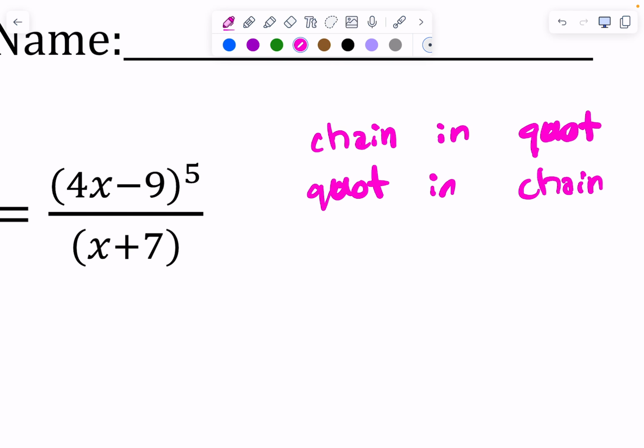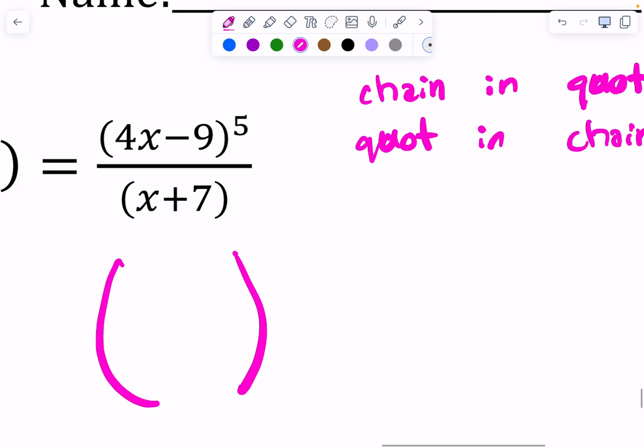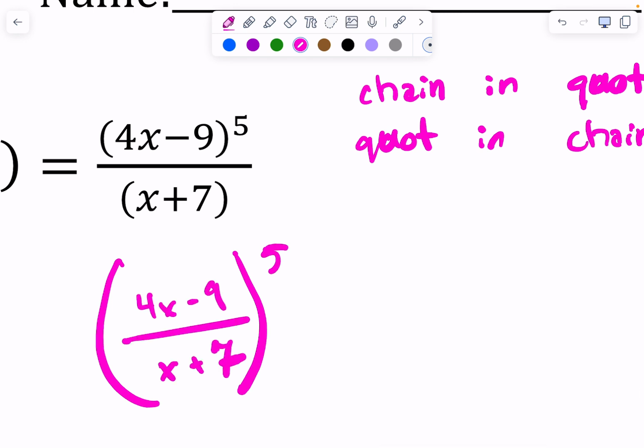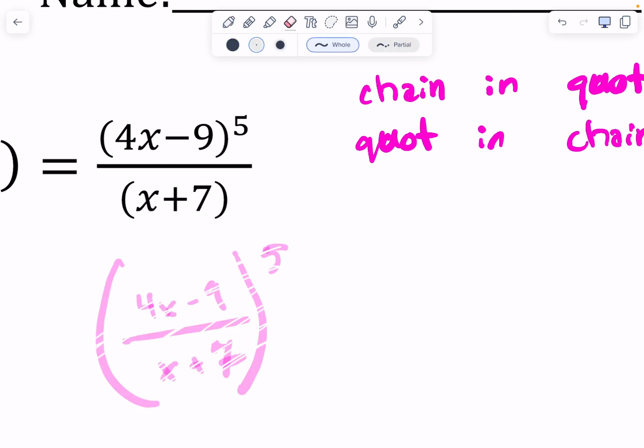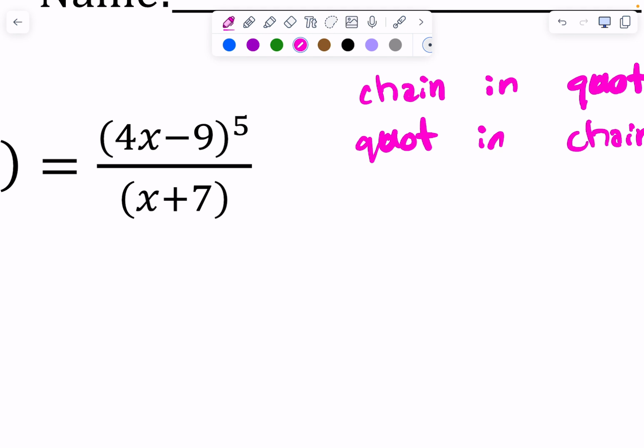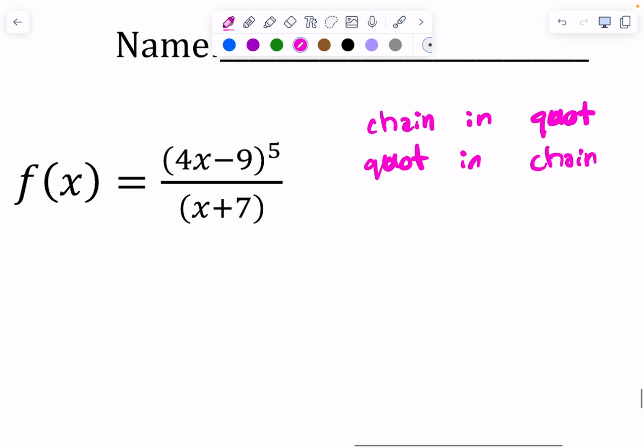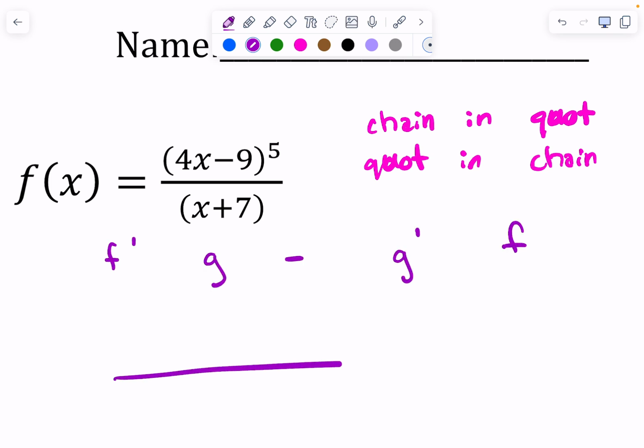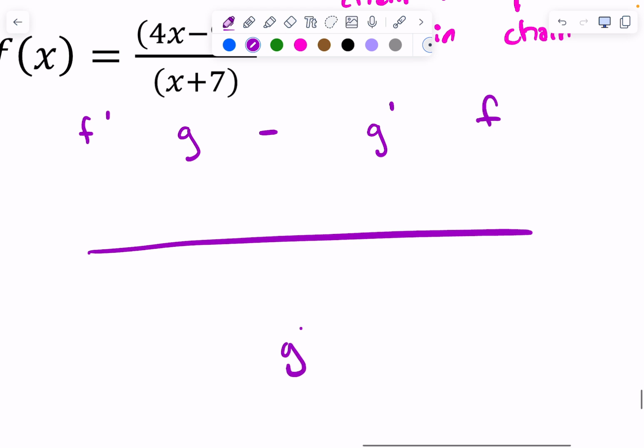What would it look like if it was a quotient in a chain? Parentheses around the whole thing. That would be a quotient in a chain. You see the difference? So this is a chain in a quotient, which means the overall outside operation is a quotient. So we're going to start with the quotient: f prime g minus g prime f all over g squared.